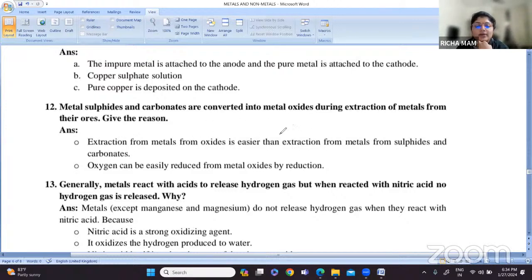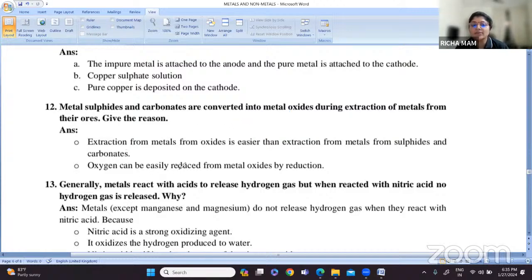So we have seen that when the metals are of middle reactivity, then it is very difficult to extract them from their oxide form. So what is done? The metals are converted so that they can be easily extracted from sulfide and carbonate. So what is done in that method? The oxides are converted into their sulfide and carbonate form, and they can be extracted well. So this is one point.